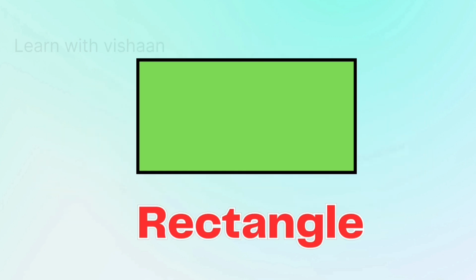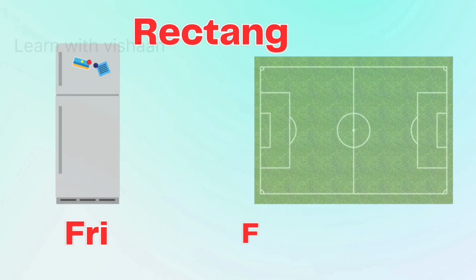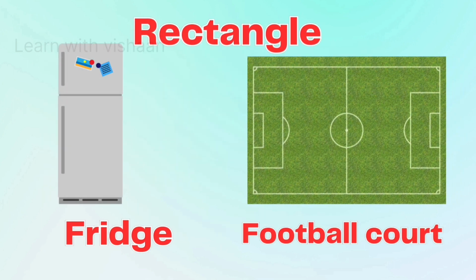Rectangle, rectangle. Examples of rectangle shape: fridge, football court.